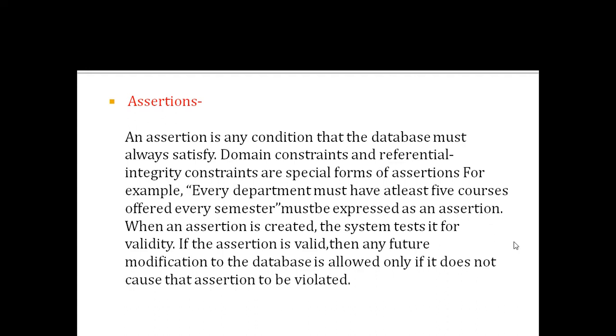So the assertion applies to the database, where we put some condition. If the assertion is valid, then only the future modification of the data is allowed. If it is not, then the assertion fails when the condition is not satisfied.